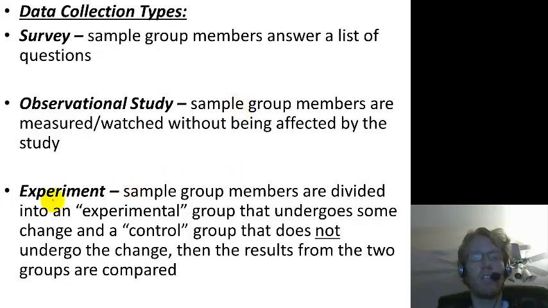And then the third one is the most intrusive or most hands-on. That's an experiment. So here's where you divide the sample group into two separate sides. One is called an experimental group, and they undergo some kind of change in their environment.